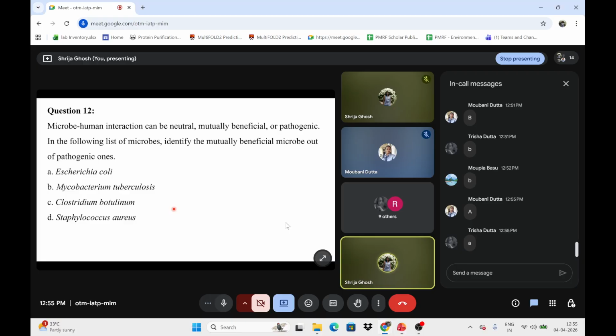All of you write your answers in the chat box. Among the following microbes, identify the mutually beneficial microbe. Option A, Escherichia coli. Option B, Mycobacterium tuberculosis. Option C, Clostridium botulinum. And option D, Staphylococcus aureus. What would be the correct answer? Which bacterium is mutually beneficial for humans?